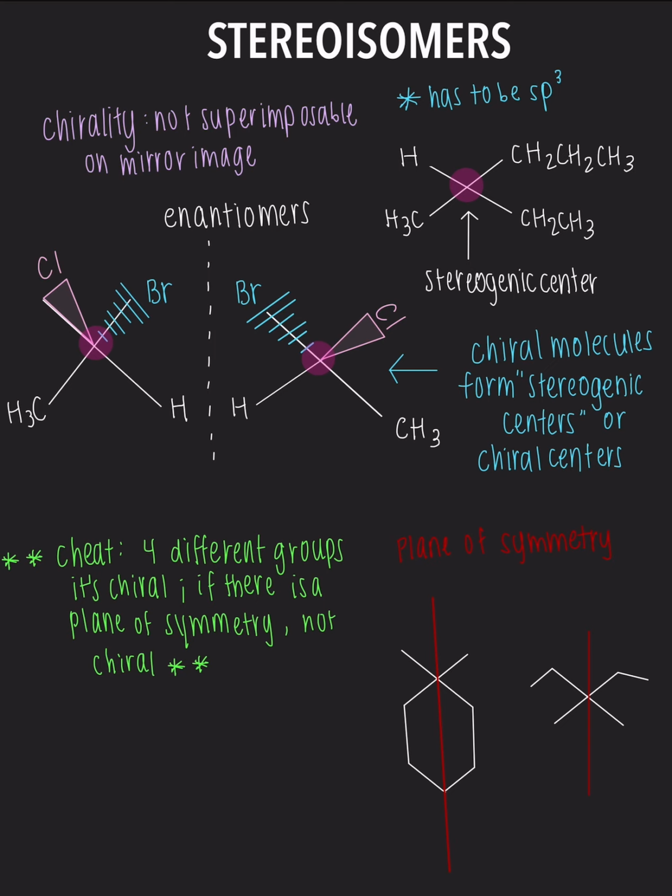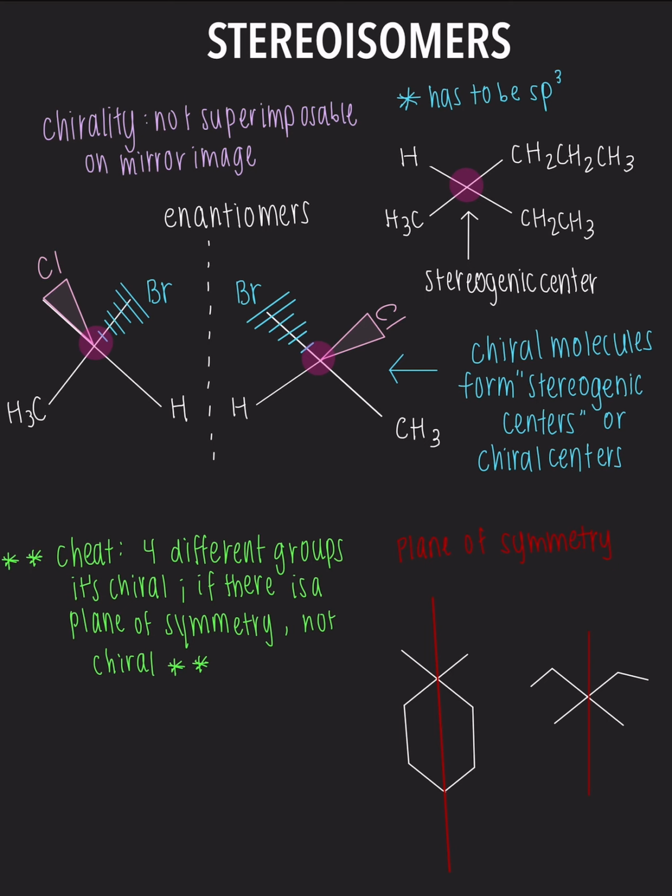The first thing you have to understand when you're talking about enantiomers and all of that is chirality. My cheat per se is if you have 4 different groups, then yes, you are chiral. If you do not have 4 different groups, then you are not chiral. If you are chiral, again, if you have 4 different groups on it, you will have a stereogenic center.